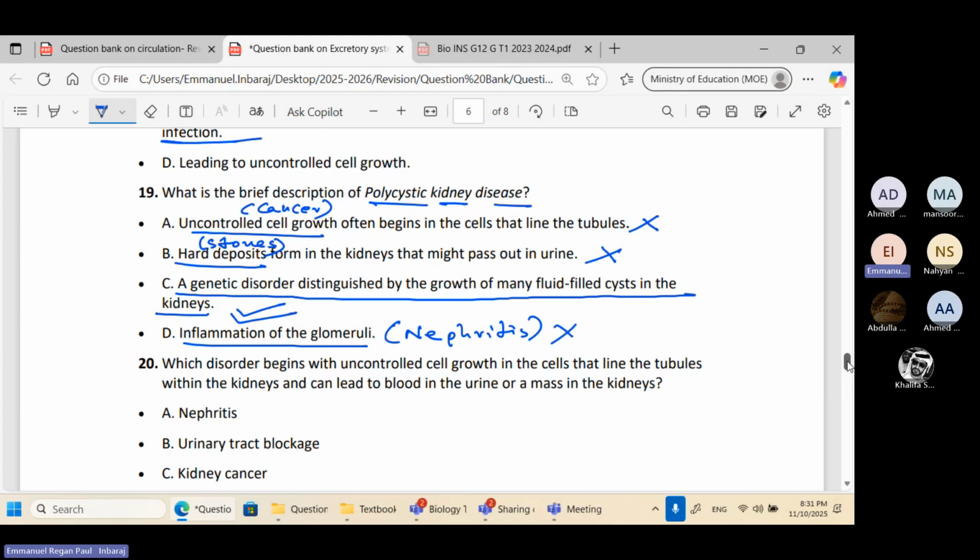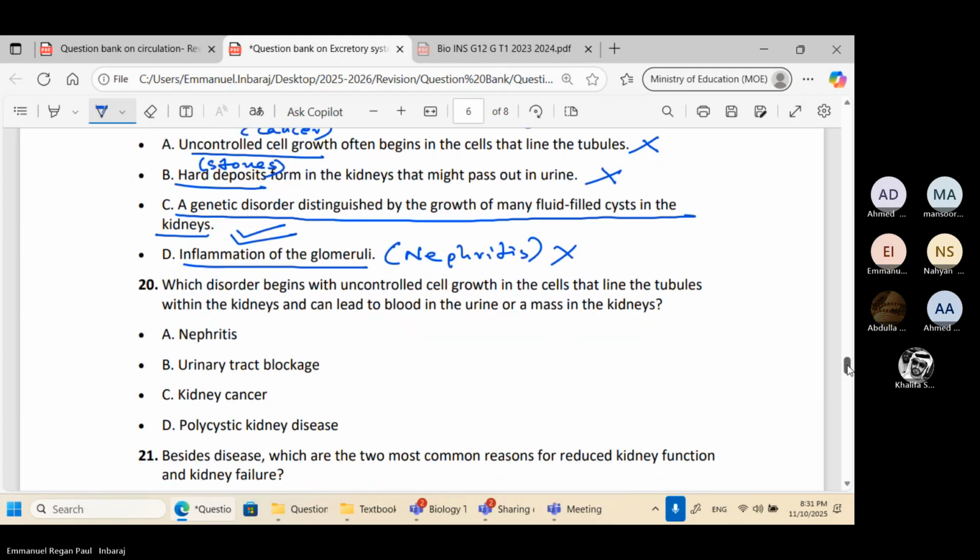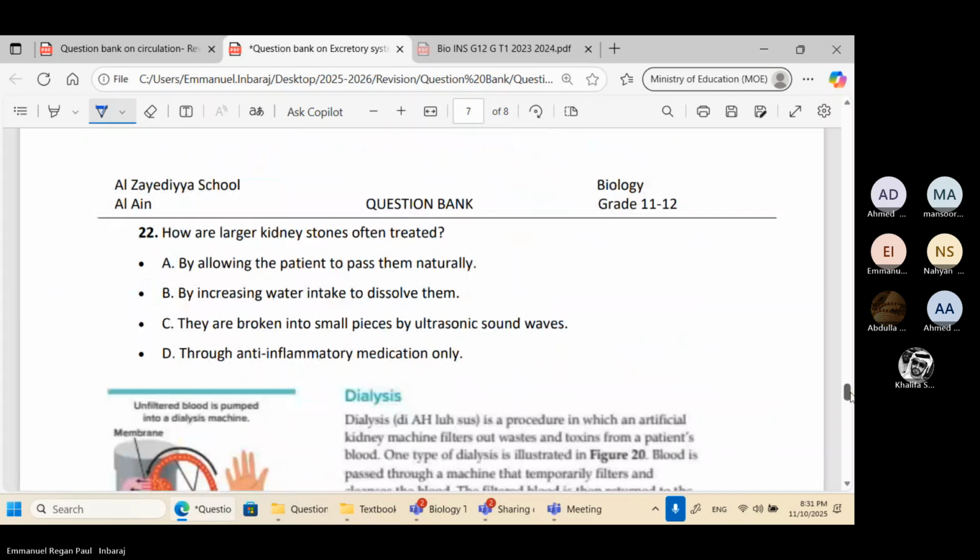So what is the answer for the last one? 20. Uncontrolled cell growth. Cancer. Yes. So the answer is kidney cancer. Okay. Now let's go to the last part of it.